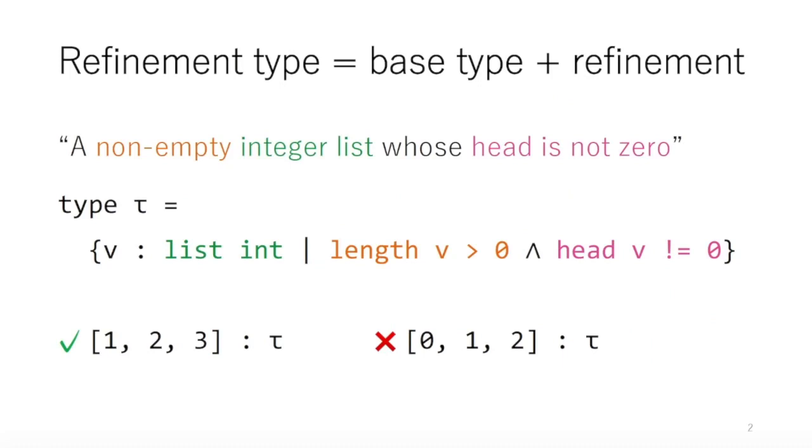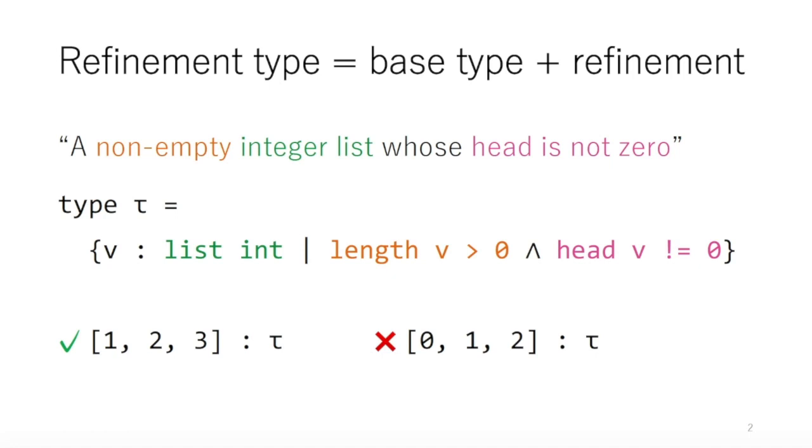Refinement types are a powerful tool for expressing program specifications. A refinement type consists of a base type, which describes the shape of an expression, and a refinement, which is a sequence of predicates describing the detailed properties of the expression.